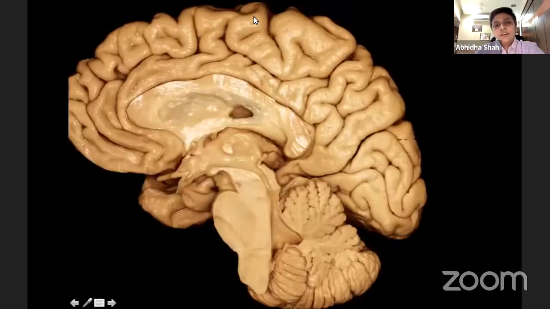Medially, both the precentral and the postcentral gyrus meet below the central sulcus and form the paracentral lobule. They also meet laterally to form the subcentral gyrus, which I will show you in a later image. This is the region of the paracentral lobule. This is the region of the precuneus.